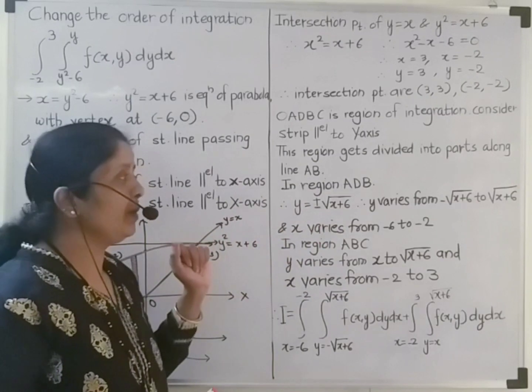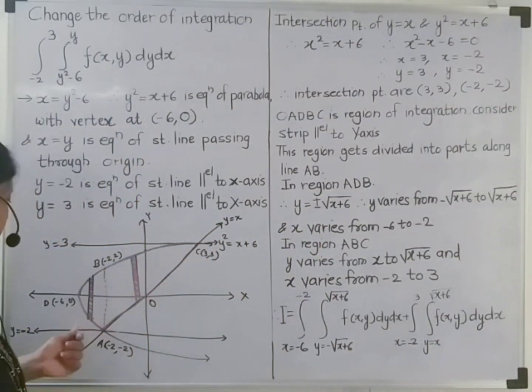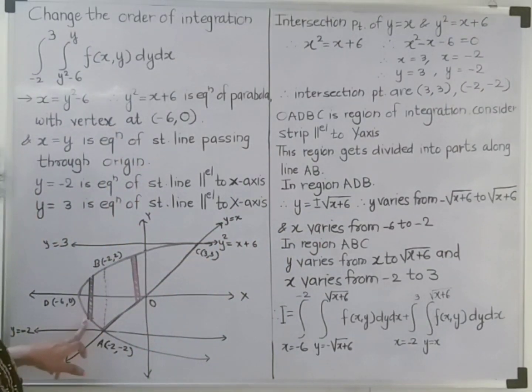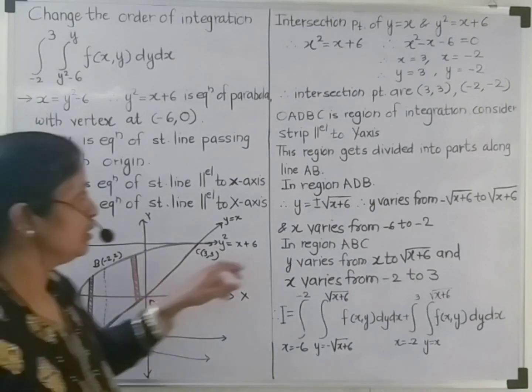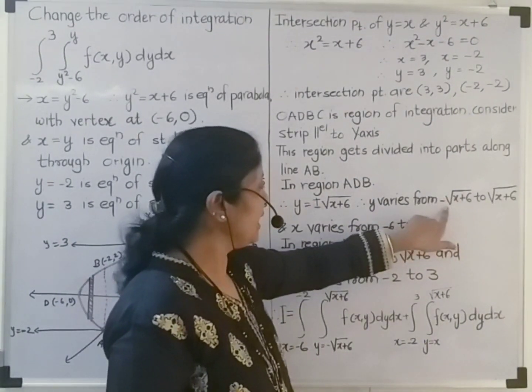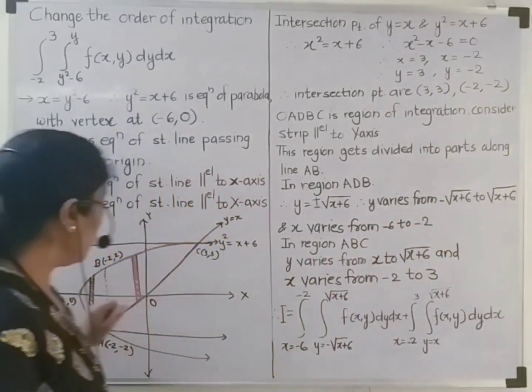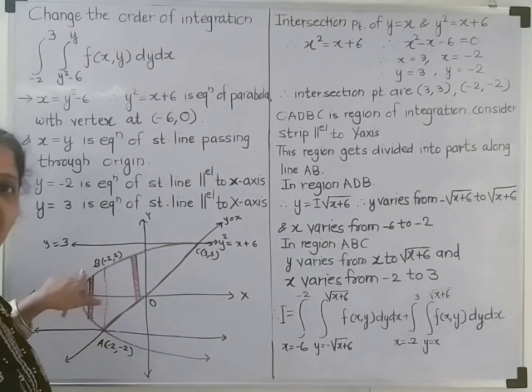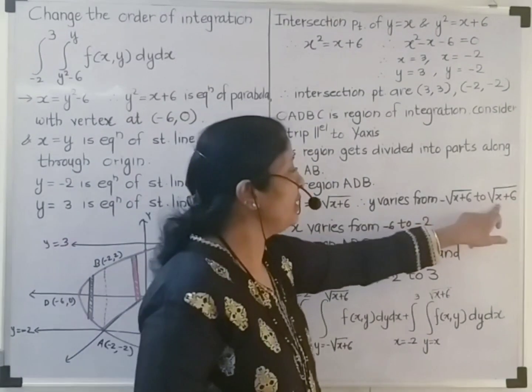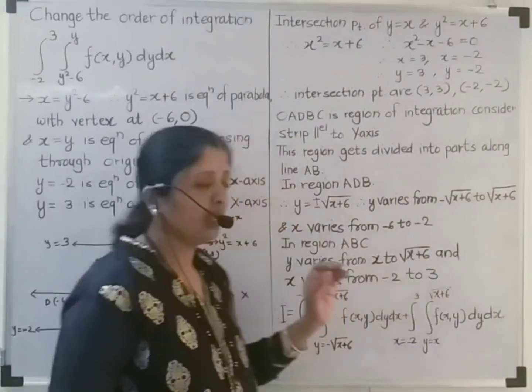Now which is the lower limit and upper limit? To decide that, you look at here, the lower end is in the fourth quadrant where y is negative. So the lower limit for y will be minus root of x plus 6. And the upper end is in the second quadrant where y is positive. So the upper limit for y will be root of x plus 6.